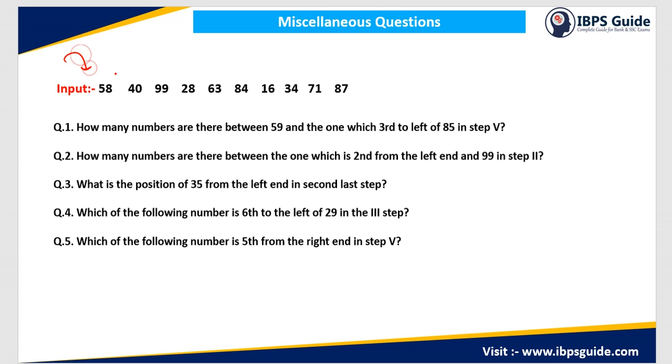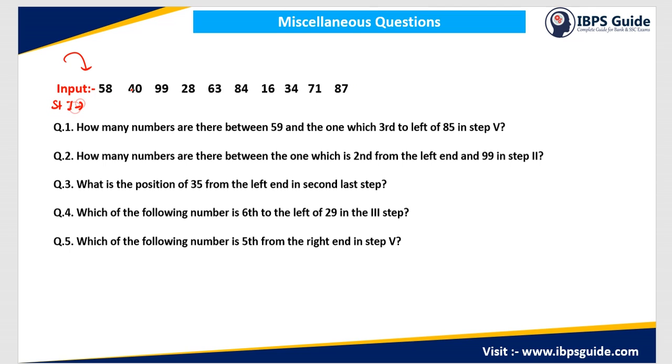The input is 58, 40, 99, 28, 63, 84, 16, 34, 71, 87. So we have to write the step number 1, step number 2, step number 3 and find out what will be the output, and accordingly we have to solve this question. So this is our input. So step 1 will be what?